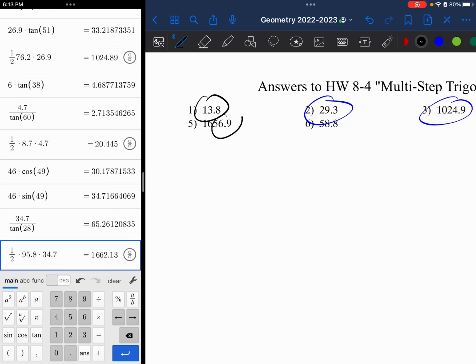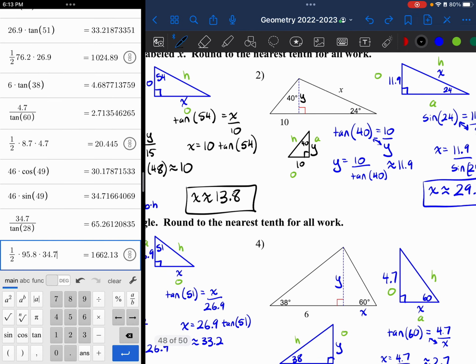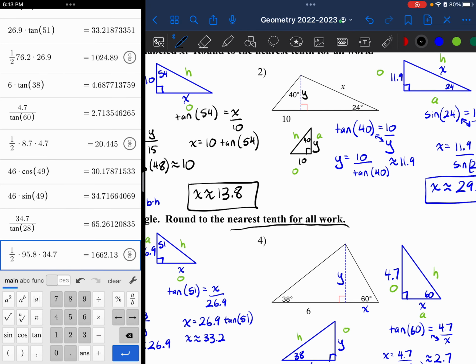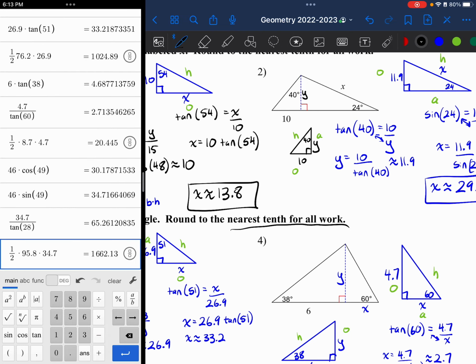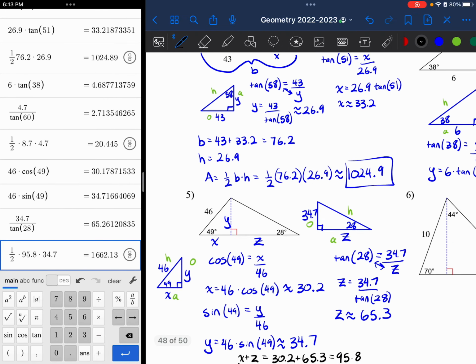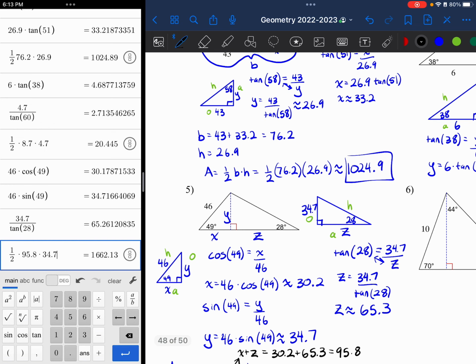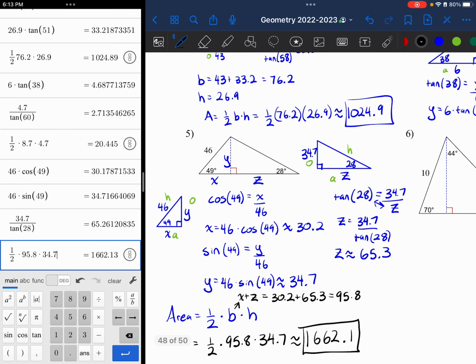Ooh, I'm off by a little bit. I'm wondering if it was due to rounding. If this were to happen to you on a quiz or test, if you're this close, I would probably give it to you. Let me read the instructions. It says round to the tenth for all work, and I have all my work over here on the calculator side. Did I make any rounding mistakes? Sometimes that happens. 65.3 is correct. Was 34.7 correct? 30.1, oh sorry, it was 30.2. I got all that right.